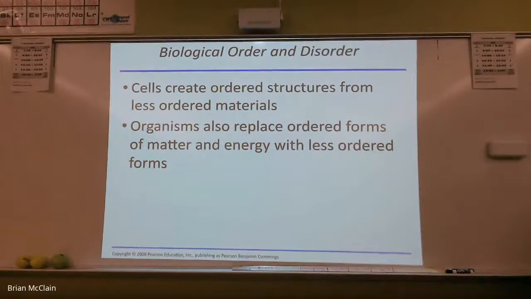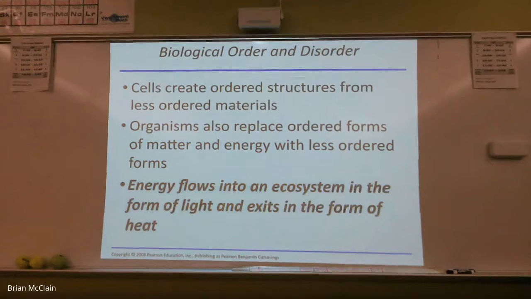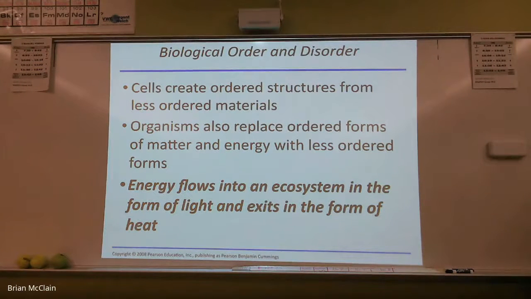So in order to do that, organisms have to go through there. It says they replace ordered forms of matter and energy with less ordered forms. So we take in energy to build order, and then we release a less ordered form. Respiration would be a good example of us taking the glucose and breaking it down, using that energy and giving us less ordered components that come off of it.